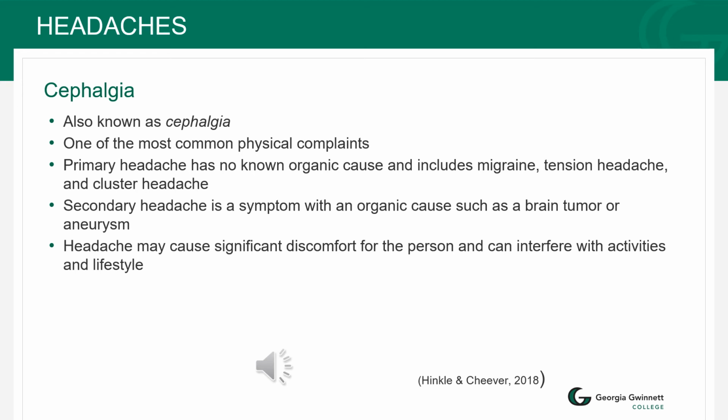They're classified as primary headaches that have no identifiable organic cause. Primary headaches include migraines, tension headaches, and cluster headaches. And the other category is secondary headaches, and those are associated with an organic cause, such as a brain tumor or aneurysm. They warrant further investigation and medical management. So we're going to talk about all of these in the next couple slides.